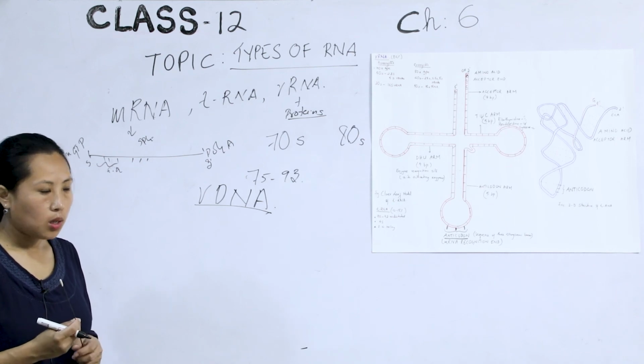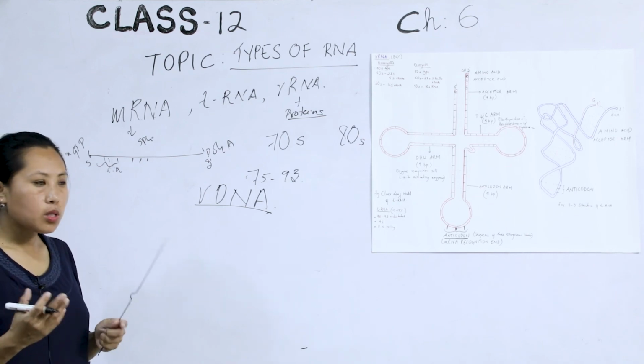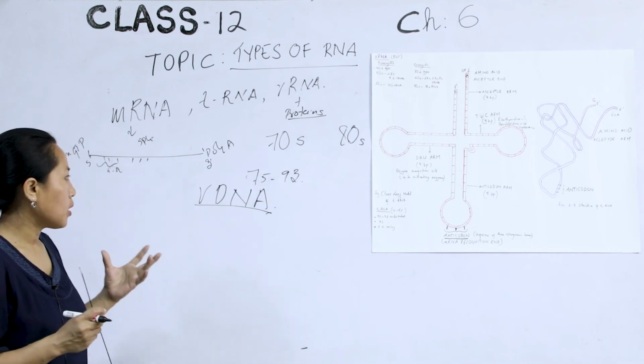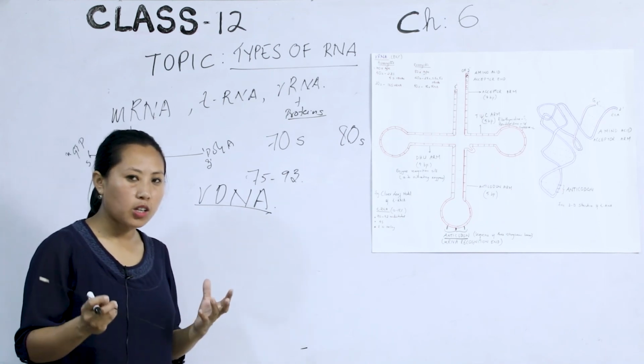And ribosomal RNA, together with the proteins, is responsible for forming the structural components of the ribosome. So in the next class, we will see in detail how these three types of RNA perform the functions of transcription and translation.